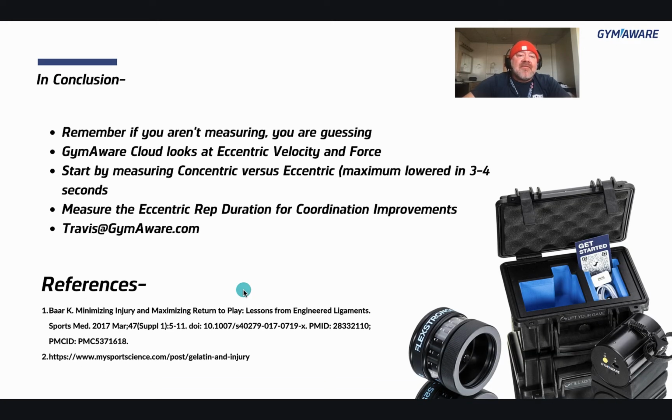In conclusion, remember, if you aren't measuring, you're guessing. GymAware Cloud looks at eccentric velocity and force. You start by measuring the concentric versus eccentric. So what I do is you take how much you can lower in 3 to 4 seconds and compare that to your concentric lift, whether it's squatting, benching, whatever it is. And if you're not at least like 20% better eccentrically, then it's a really good thing to work on. Measure the eccentric rep duration for coordination improvements, meaning if I get faster at controlling a heavy weight, then I'm getting better at coordinating that eccentric control.